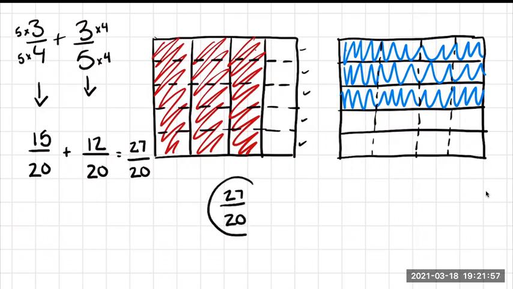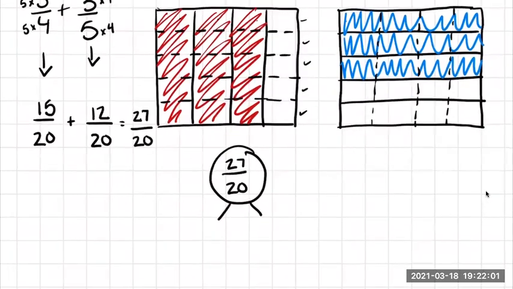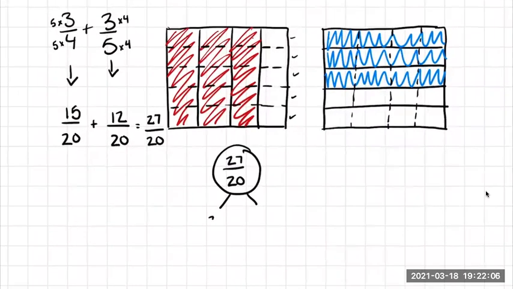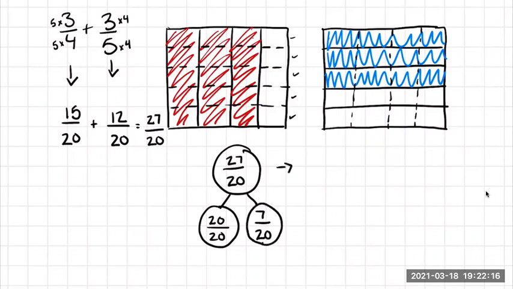And we are going to use a number bond to break apart our whole from our part. Our whole is going to be 20 20ths, and the leftover piece is going to be 7 20ths. So our mixed number will be 1 and 7 20ths.